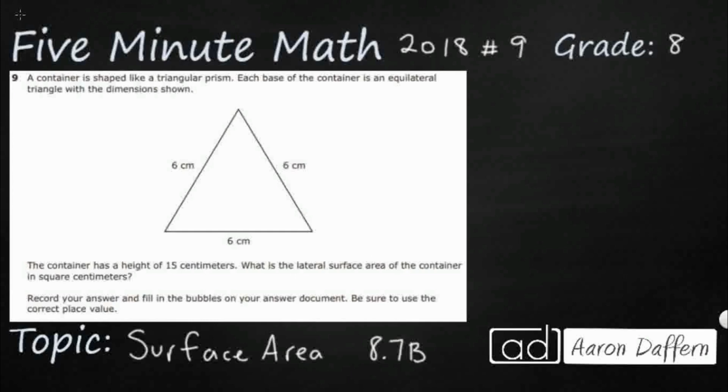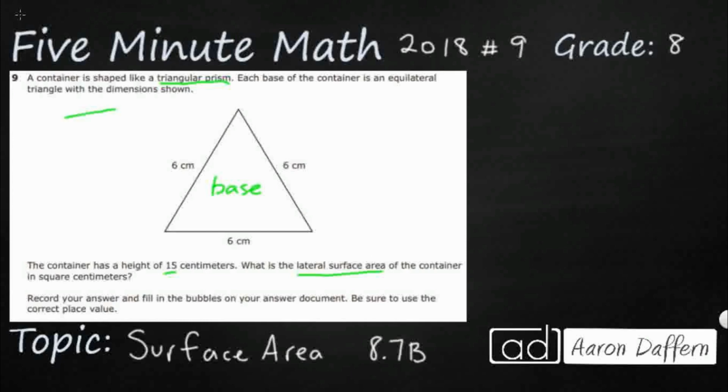So we've got a container, and look what it tells us. It's shaped like a triangular prism, but I don't see a triangular prism on the screen. I just see a triangle. So each base of the container is an equilateral triangle, so we have the dimensions of, these are our bases. But we need to find the lateral surface area, and they are going to give you a height of 15 centimeters.